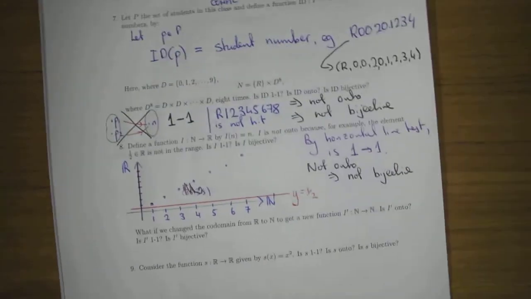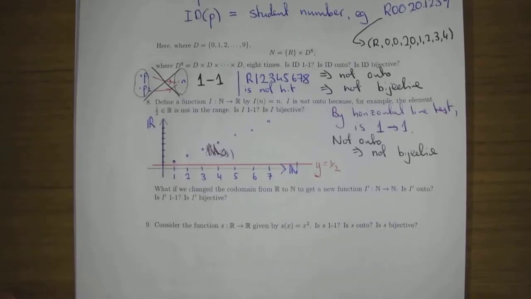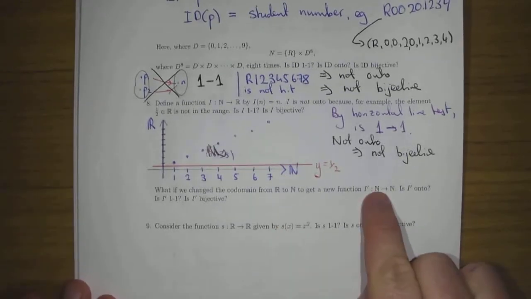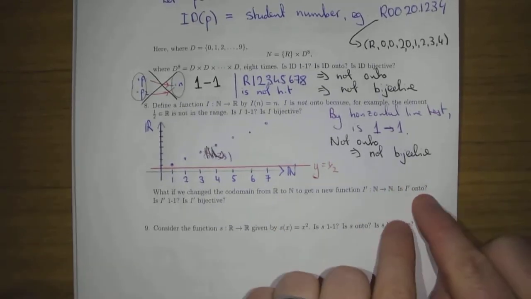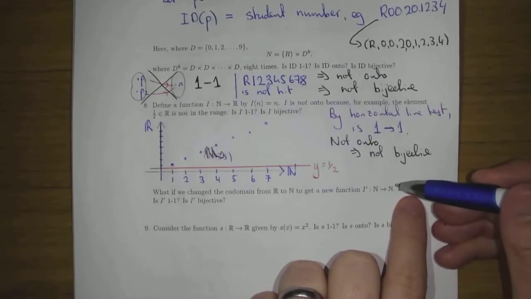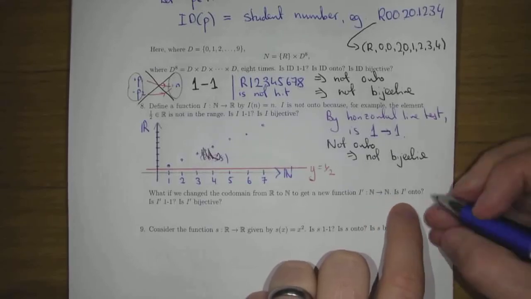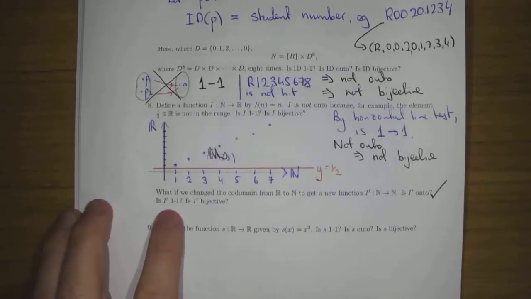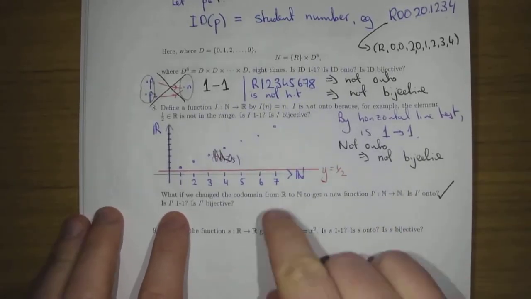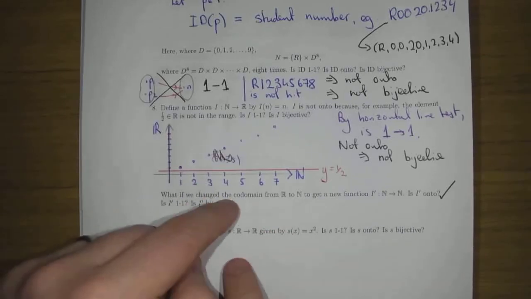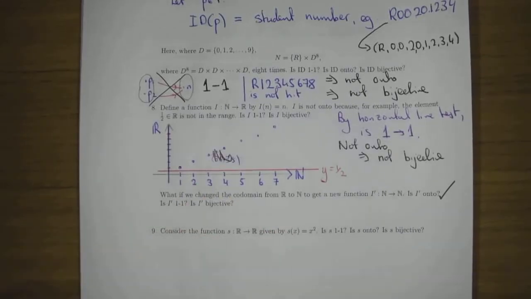What if we change the codomain? This is just kind of sneakiness from R to N to get a new function from N to N. Is this onto? Yes. If you take any number in here, say 473, it'll be hit by 473. Is it 1 to 1? Yeah, basically for the same reason. You can't have two different numbers because every number is just sent to itself.